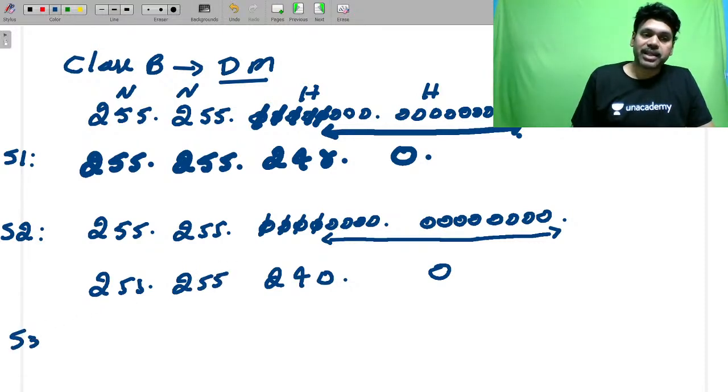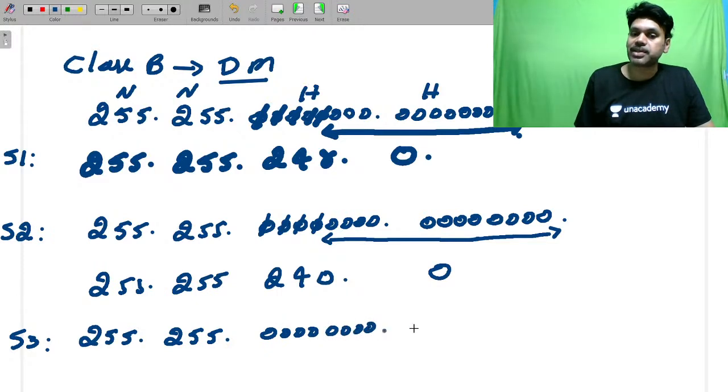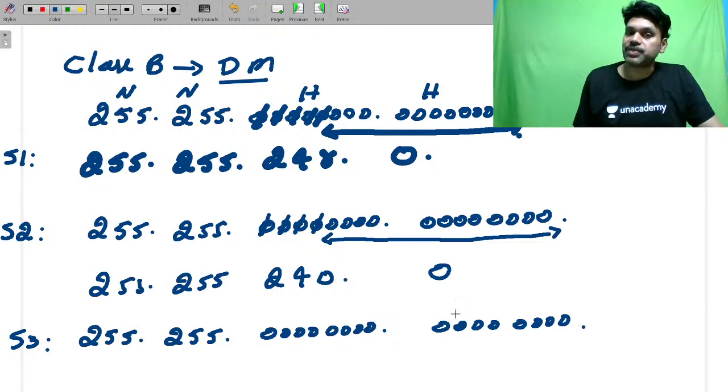And for subnet 3, please understand, your default mask is 255.255.0.0, with 8 bits in the last octet as well. So 13 zeros we want. So 8 plus 5.